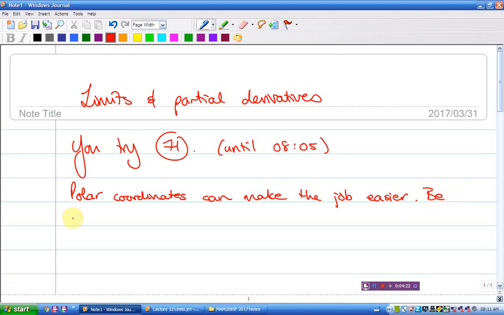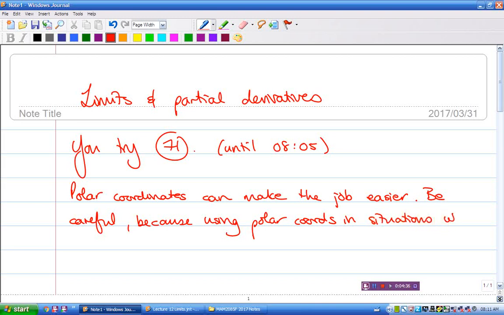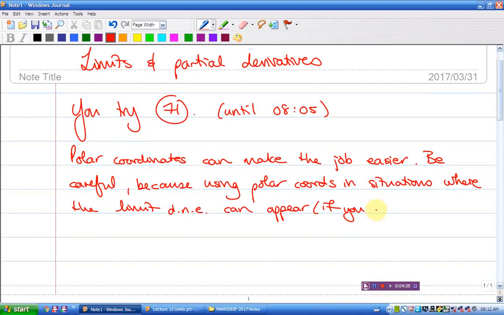Be careful, because using polar coordinates in situations where the limit does not exist can appear, if you are careless, to say the limit does exist.